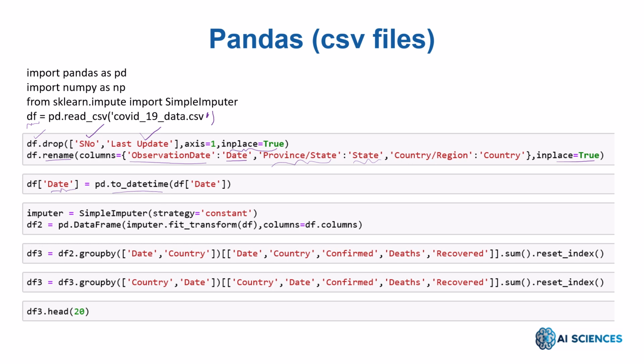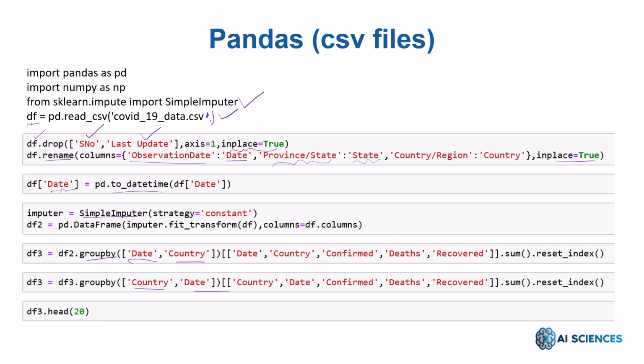Similarly, I can handle all the missing entries using a simple imputer from Scikit-learn. That is again a data science package, basically a machine learning package. I can rearrange all the data and group it by date and then country. I can group them by country or date, and I can view all the data in different ways.